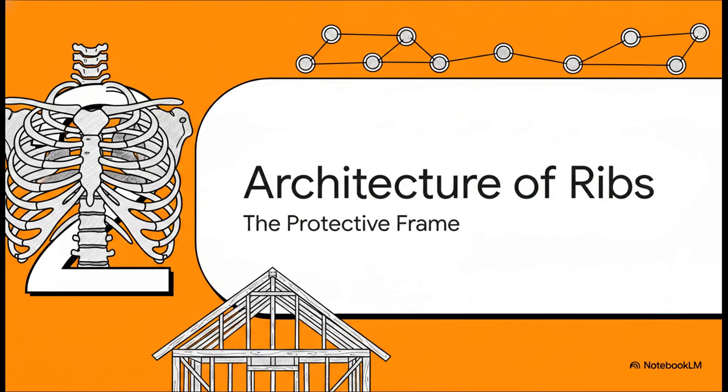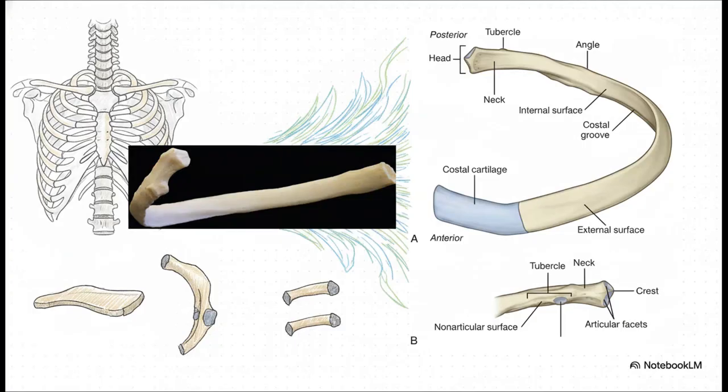Moving on to section 2, architecture of the ribs, the protective frame. Just like any house needs wooden or steel studs, our biological room relies on a super strong yet flexible bony cage of 12 rib pairs, and this brilliantly illustrates the difference between them. A typical rib, think ribs 3 through 9, has a distinct head with demifacets to articulate with the vertebrae, a neck, a tubercle to lock into the transverse process, and this long, curving shaft with a costal groove.